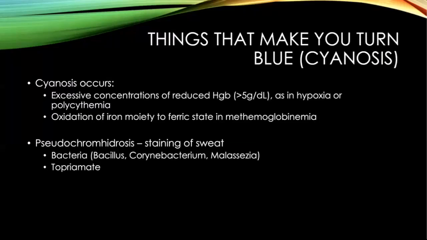You can also see cyanosis when you have oxidation of the iron moiety in hemoglobin to the ferric state, and this is methemoglobinemia. Also on the differential is an interesting condition called pseudochromhidrosis, which is also called extrinsic apocrine chromhidrosis. And this is actually when you get staining of the sweat, either by bacteria, such as bacillus, or by drugs; topiramate is a drug that's been implicated. And you can actually wipe away the discoloration with a damp swab, which gives you an idea of what it is.